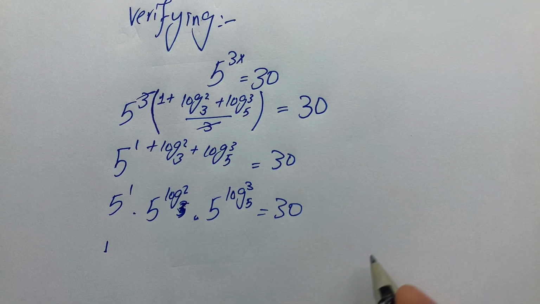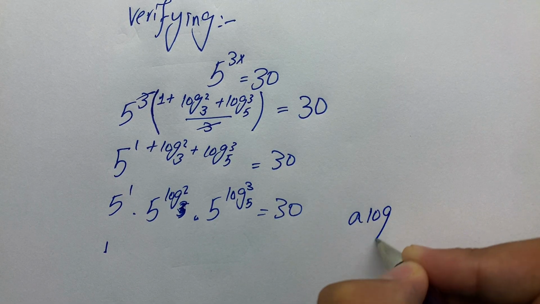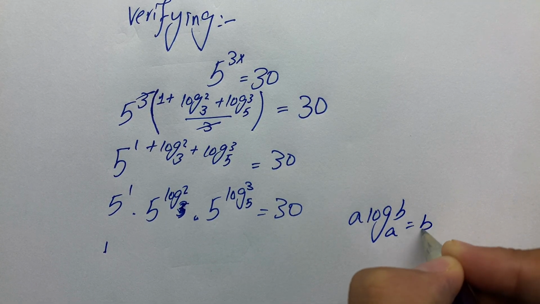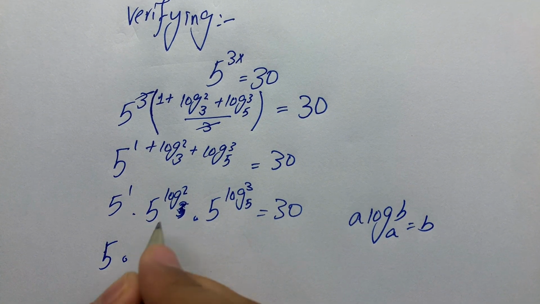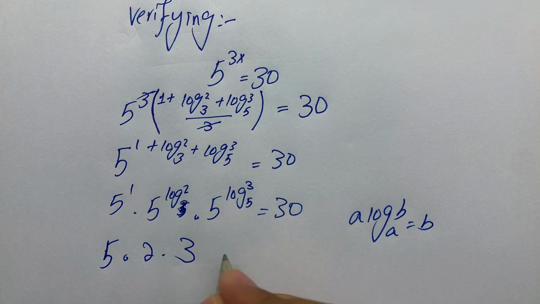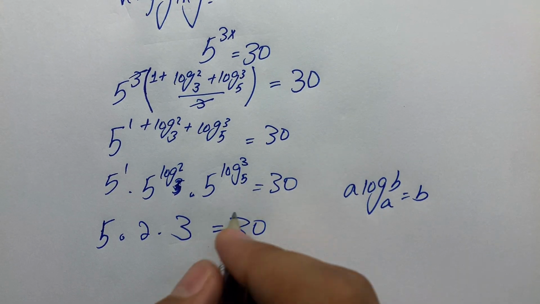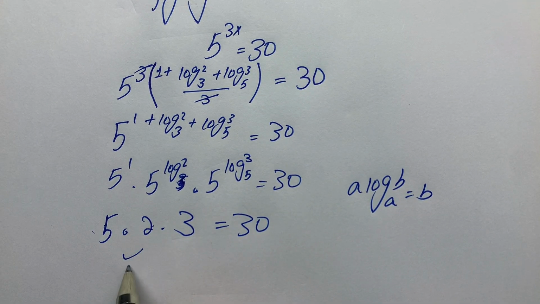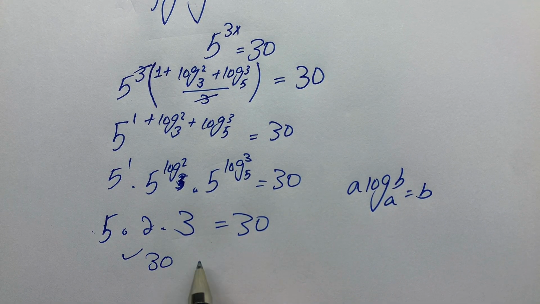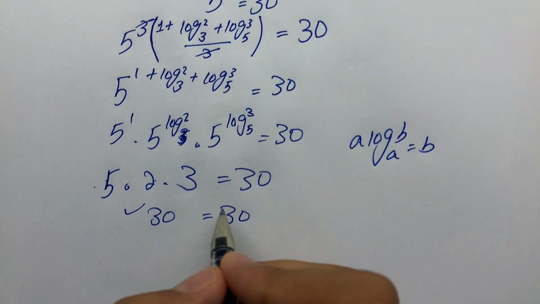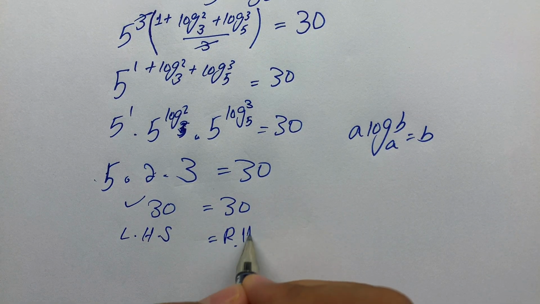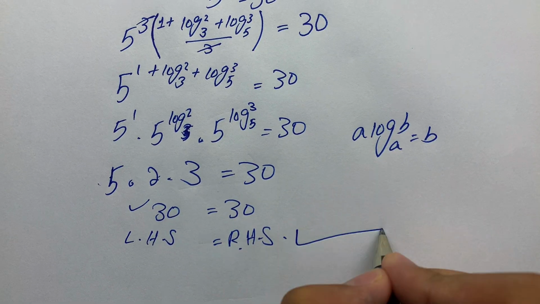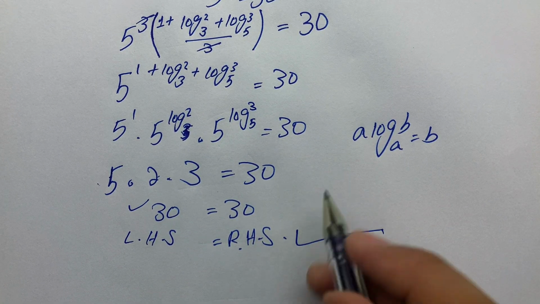Using the formula a to the power log of b base a is equal to b, that is 5 times 2 times 3 is equal to 30. 5 times 2 is 10, 10 times 3 is 30. 30 is equal to 30, and our left hand side is equal to the right hand side. Now our answer is verified.